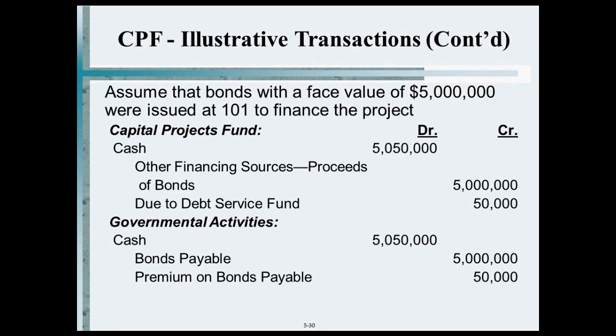Premium on bonds payable, $50,000. So what do they do, by the way? What do you do in business with premiums? What happens with premiums in your regular accounting? You amortize it over the life of the bond, exactly the same thing here.